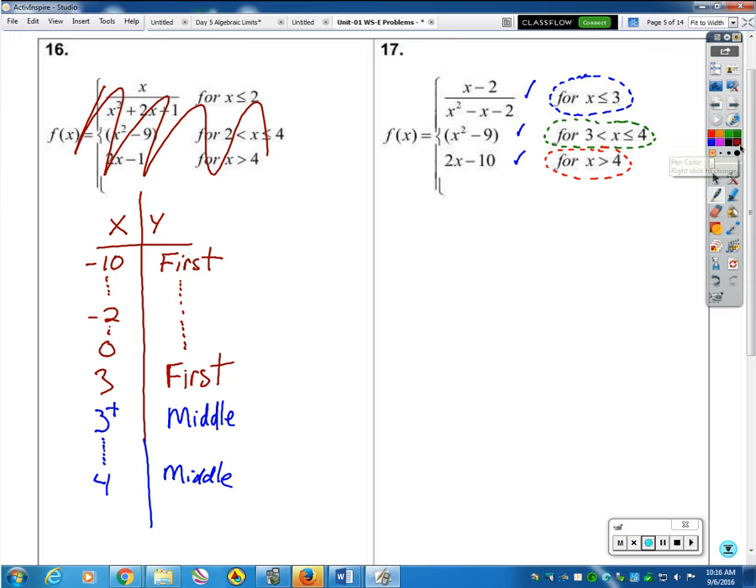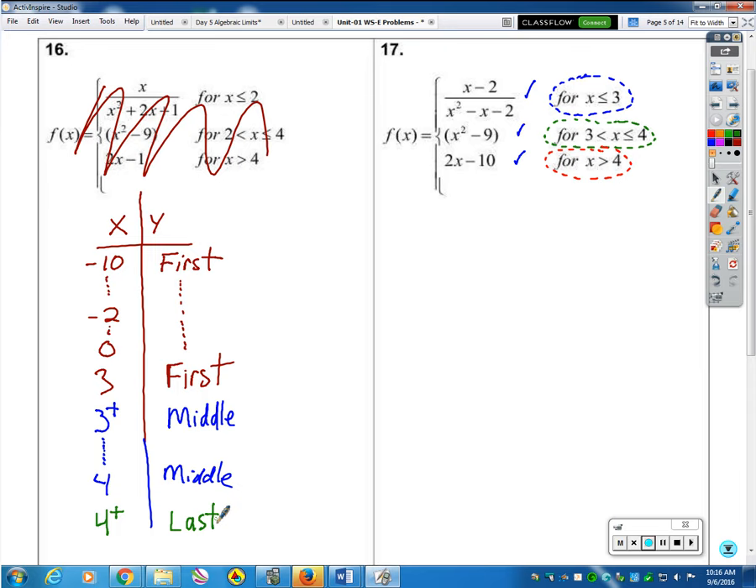So the next one would be just a little bit more than 4, and it's going to use the last one. So when you change from plugging x values into the middle formula to plugging x values into the last formula, another jump could occur. So this piecewise function could have 0 jumps, 1 jump, or 2 jumps. Pause for questions. So to find the jumps, you would just find the values of y.